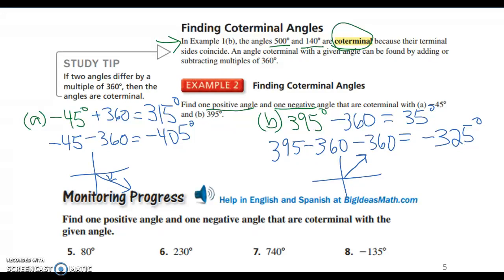If you wanted to draw this angle, it would be in the first quadrant because it goes all the way around once and then is 45 degrees over 360.